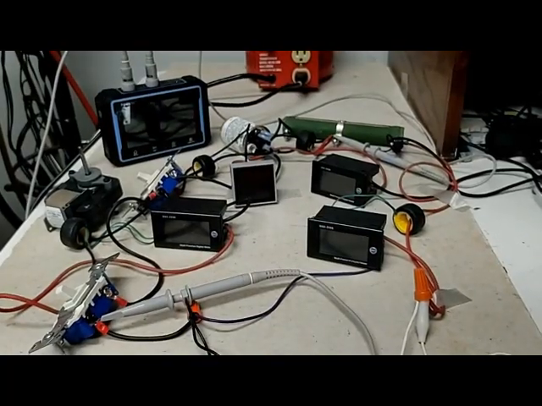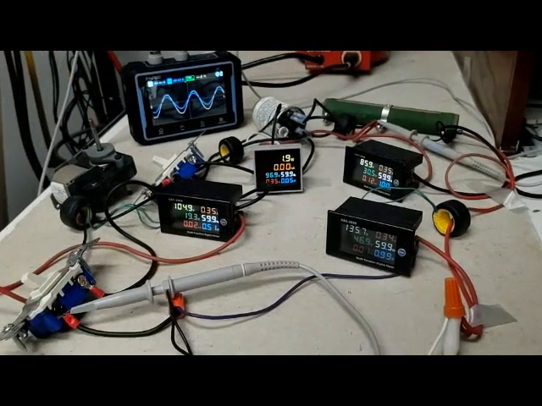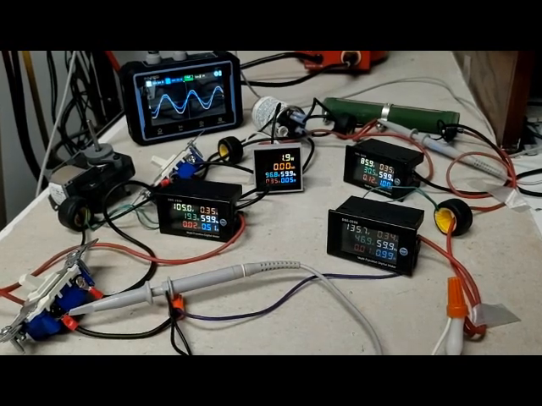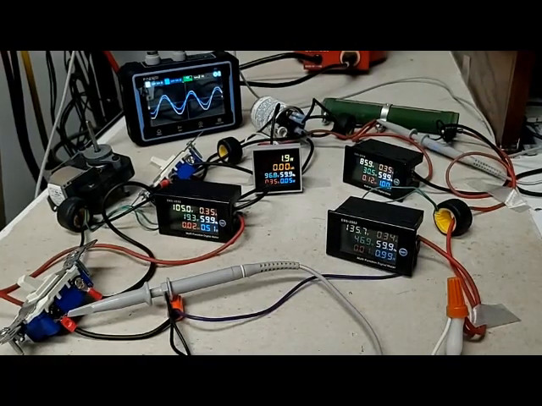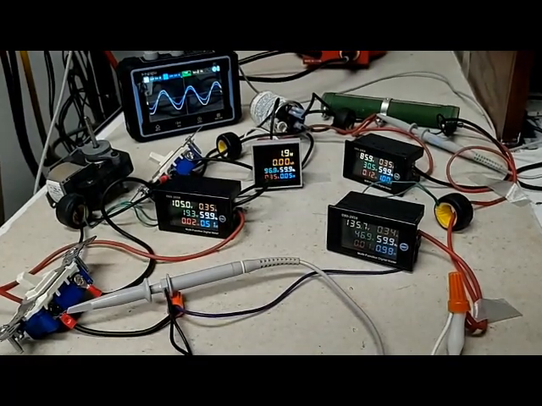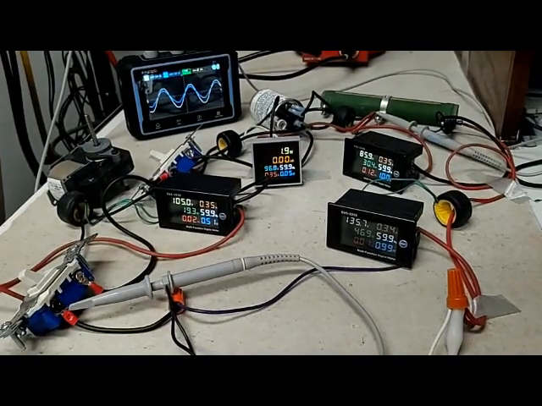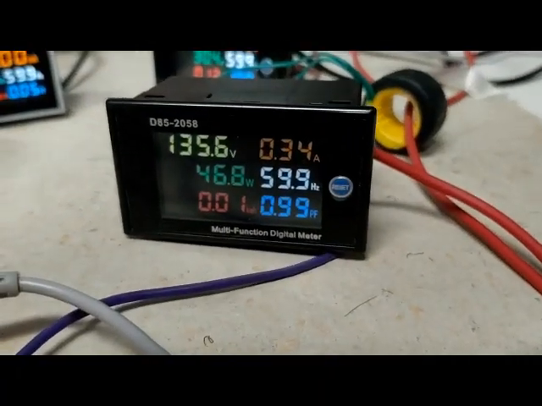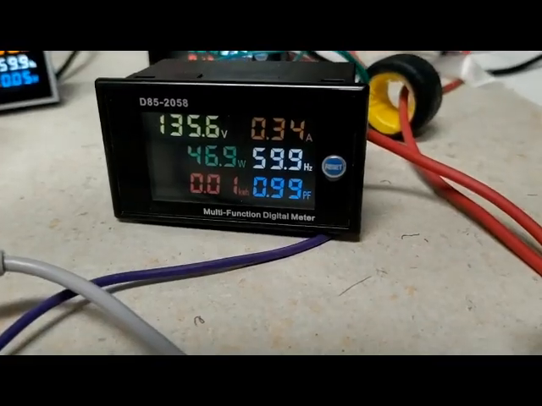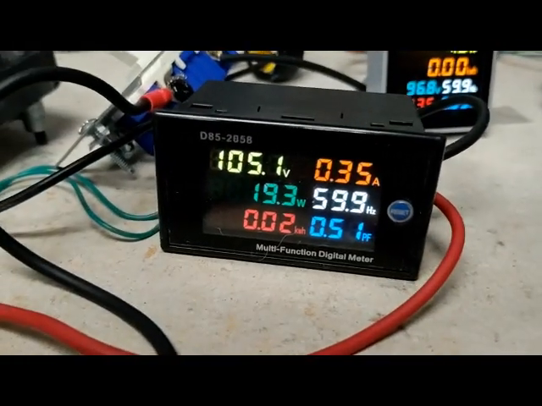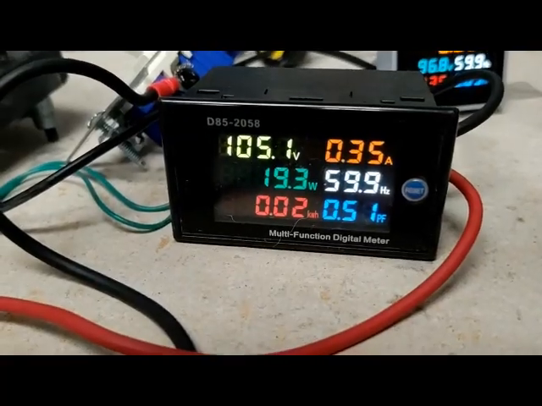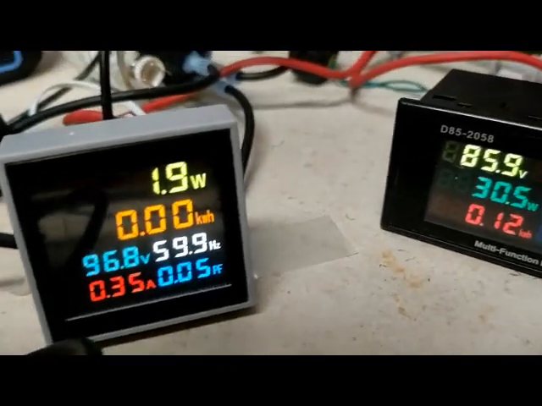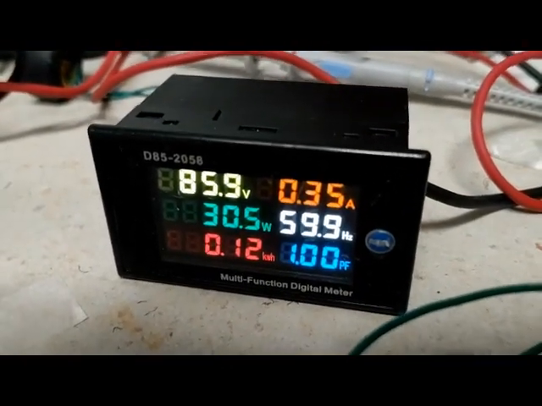Let's turn the circuit on. Here I have a circuit with an inductive load, the little motor on the left, a capacitive load, the capacitor in the middle, and a resistive load, the green power resistor on the right, all in series and all operating at the same time. The circuit is fed with 136 volts AC. The motor is receiving 105 volts. The capacitor, almost 97 volts. And the resistor, 86 volts.